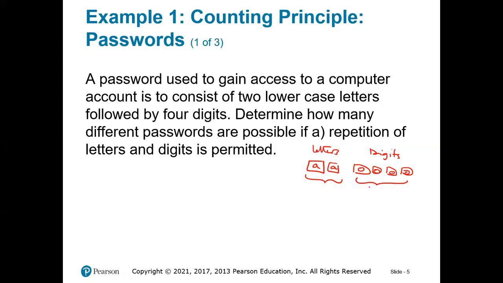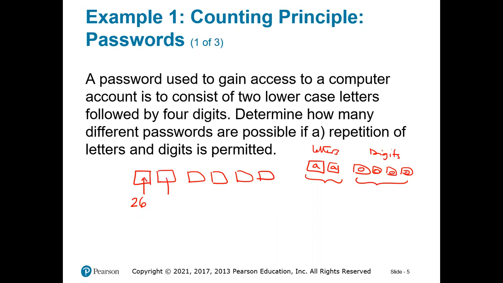Well, to choose the first letter, right? So let me draw this again. The first letter, the second letter, and the 4 digits: 1, 2, 3, 4. To choose the first letter, how many possible ways can you do this? Well, you have 26 choices. You can decide the first letter to be A or B or C or D all the way till Z. So you have 26 choices.